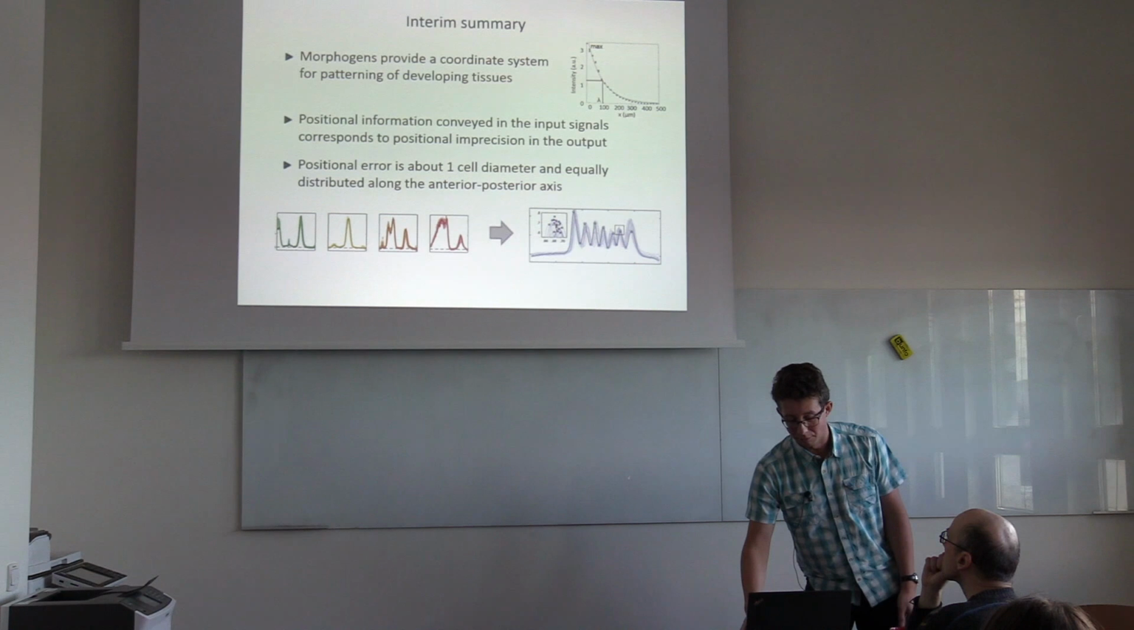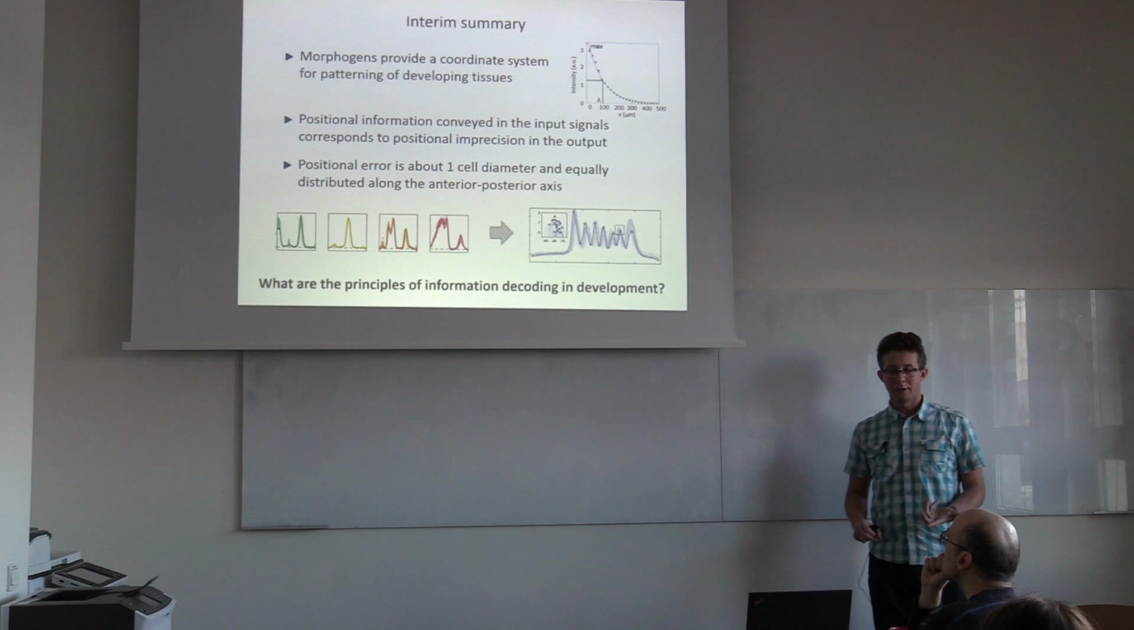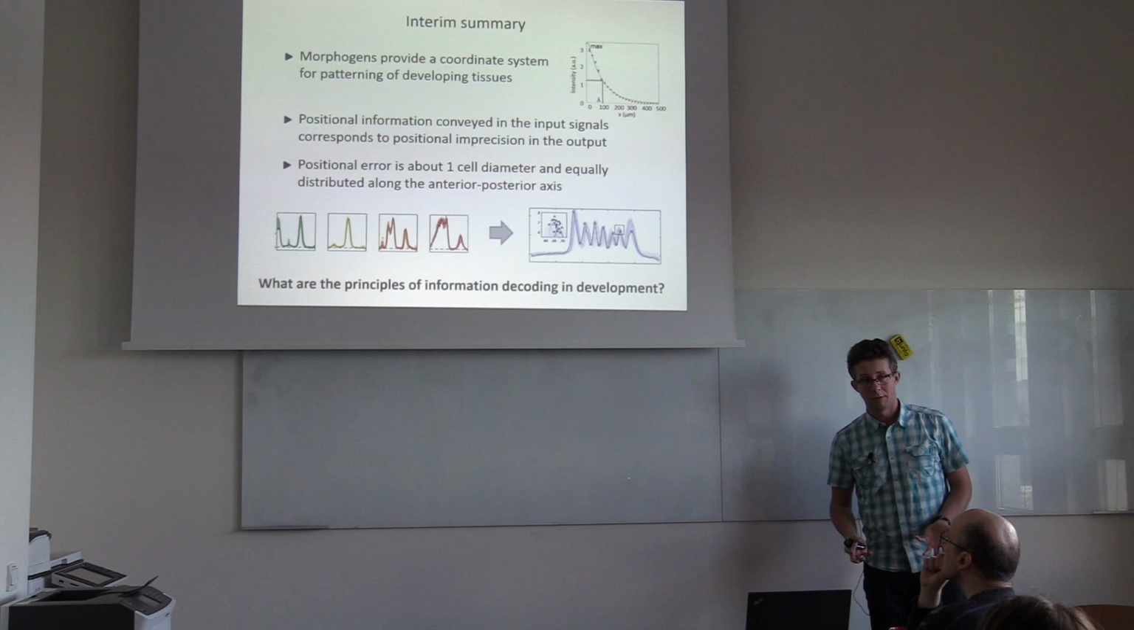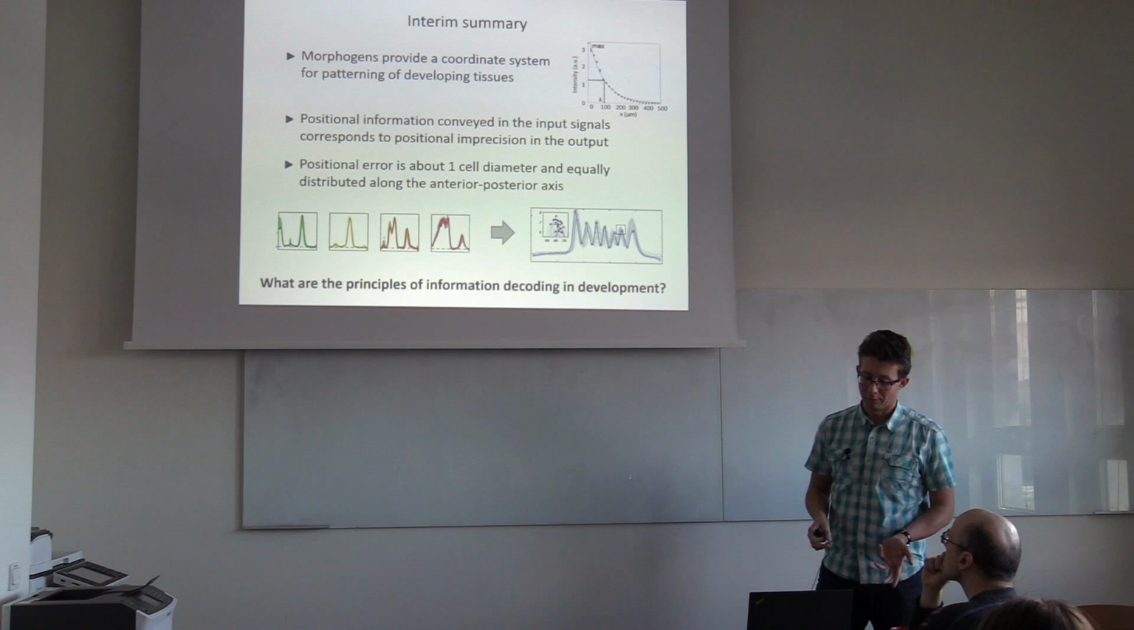The question is whether these properties of decoding of positional information are just unique for the fruit fly, or are they more general? That makes me ask this question: what are the principles of information decoding in developmental systems? And now I will move on to another developmental system that I worked on during my postdoc, namely the spinal cord.